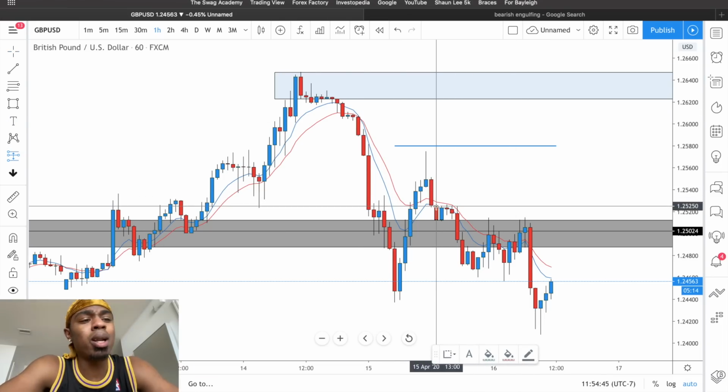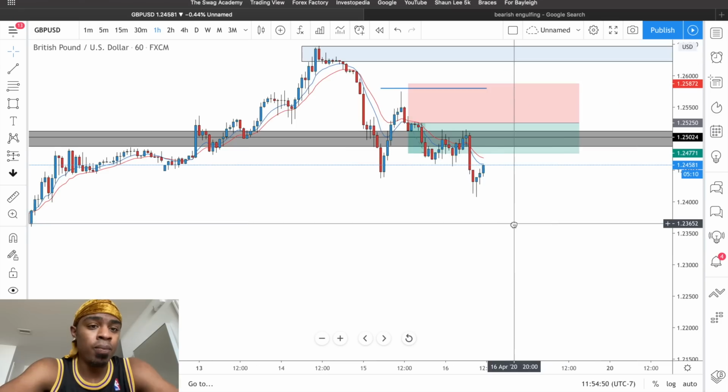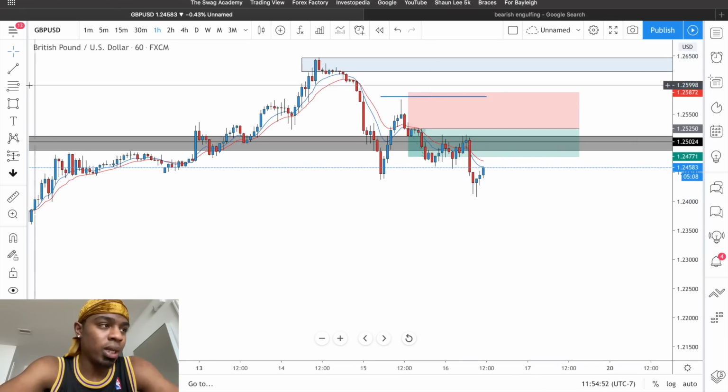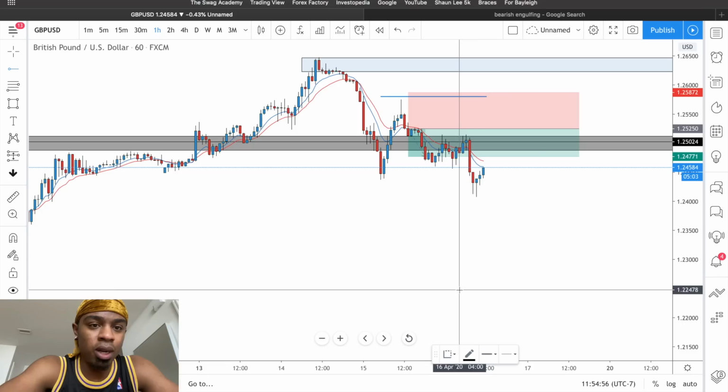This is a 1 hour. I probably would have got more of a sniper entry than this. Stop loss above here. Take profit is actually, believe it or not, I don't have my levels on here, but I know my levels by heart. Excuse me. My next level would be 122.5 flat.